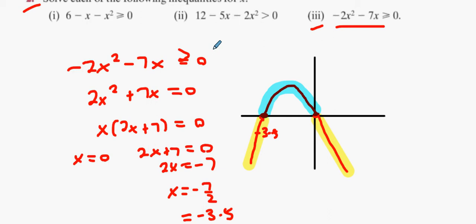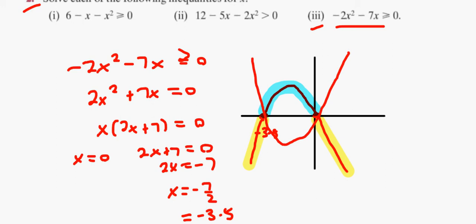Yeah? So, yes sir? Oh, it does, but that's just for solving. The U-shaped graph and the N-shaped graph cross at the same 2 points. All we're doing when we multiply by minus 1 is just solving.